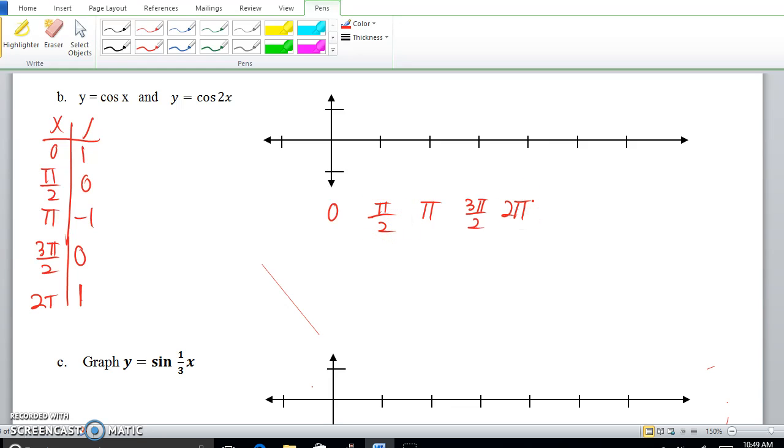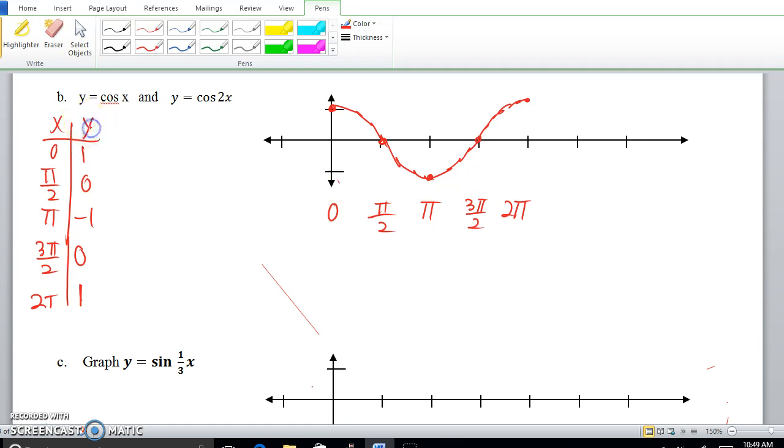All right, so we'll go ahead and graph this one. So should be pretty familiar with this. So at 0, we'll start up here at 1, go down here, come down, we go back up. Just like that. Okay, so that's that.